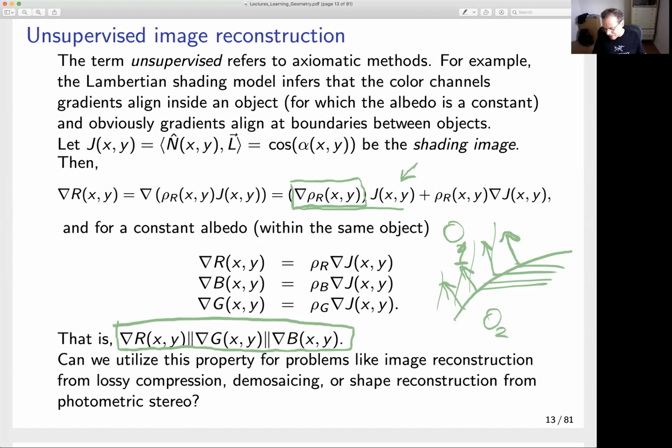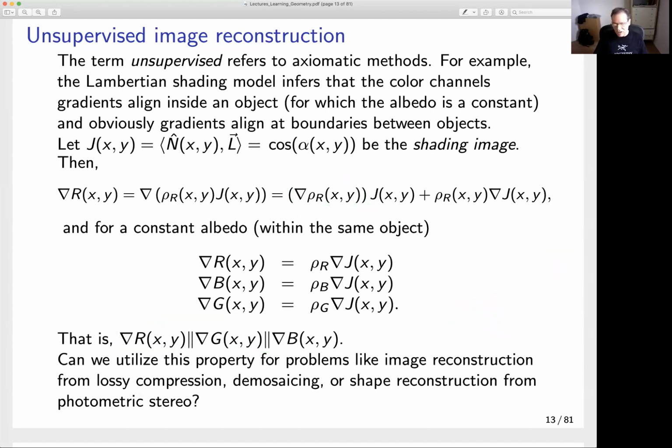Within the objects, the three gradients of the three colors should align. Between the objects, the gradients should align because of a different reason. So what I can conclude from here is that the gradients of a natural image without specularities should always align. This is an oversimplified assumption, but it's a really powerful one if you don't have any other information to deal with your objects.